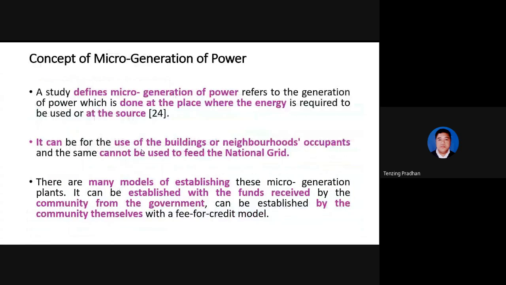And I'll just give a small concept of microgeneration of power. It is defined as power which is generated at the place where energy is required, or at the source. Microgeneration of power is defined such that the power cannot be used to feed the national grid. Okay, there are many models of establishing this microgeneration.